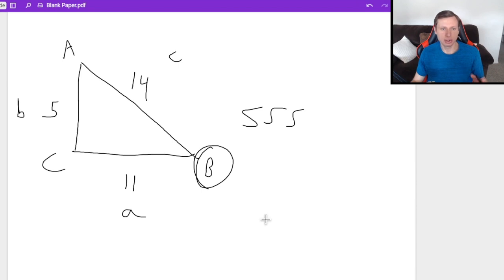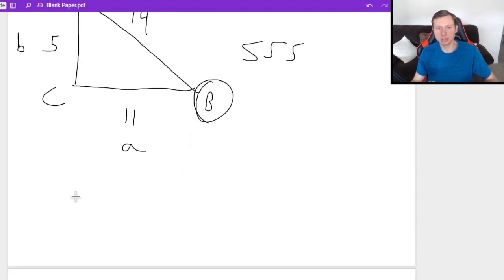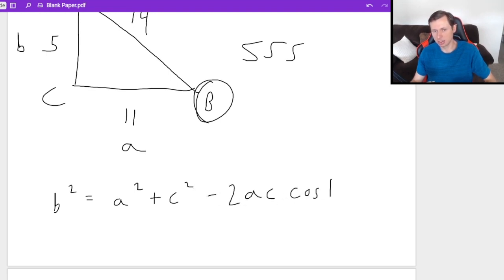Okay, now here's the solution. So since I want to solve for B, that means I'm going to do the version where I'm solving for B, like lowercase b squared equals a squared plus c squared minus 2ac times cosine b.